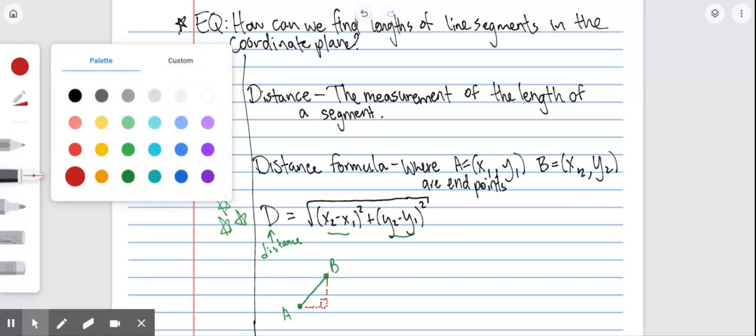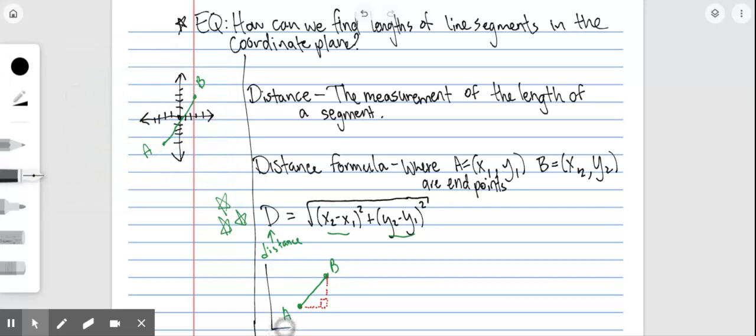So here is a coordinate grid with points A and B on it, with the X and Y axis, and they've created a Pythagorean triangle. So in the Pythagorean theorem, this is A, this is B, and this is C. The Pythagorean theorem is A squared plus B squared equals C squared. But if we want to find the distance, or the length of C, then we square root C squared.